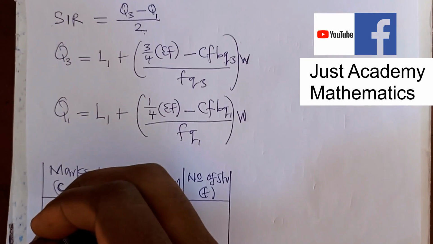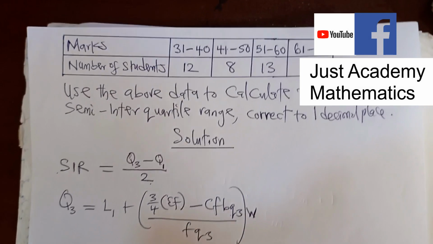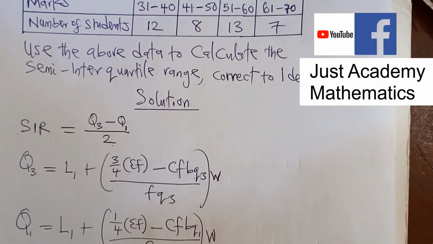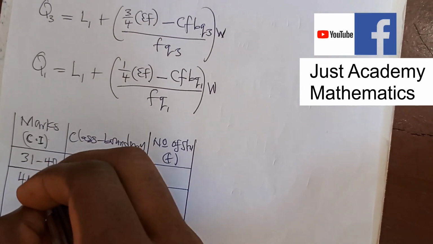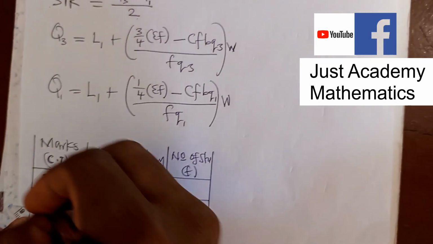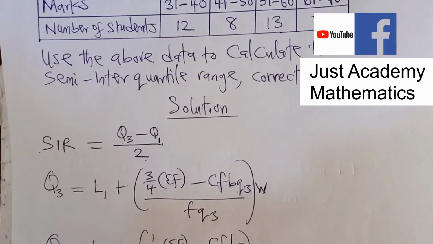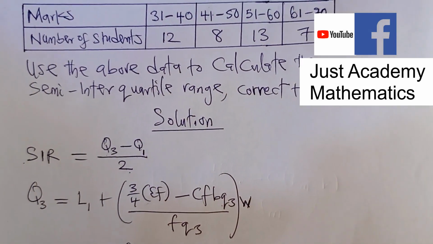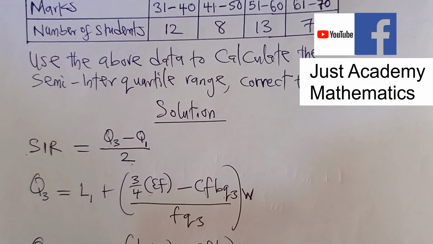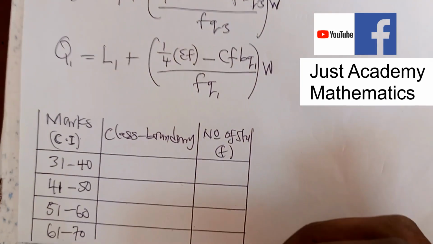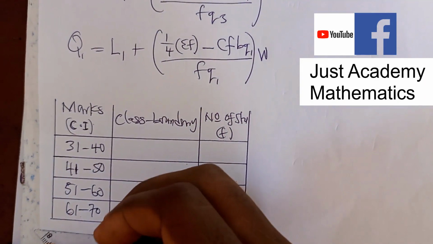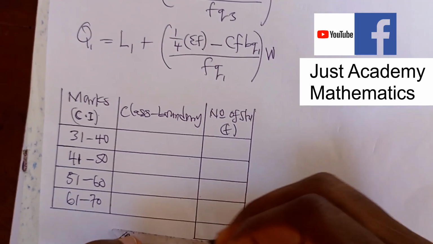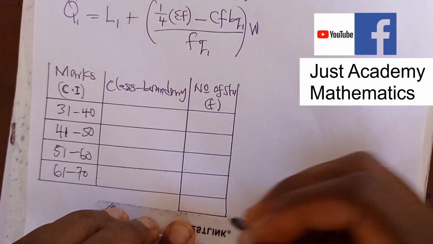Now let's go. The first one is 31 to 40. Then we have 41 to 50. Then we have 51 to 60. And we have 61 to 70. Interesting. We need the total of this, so let me add it up.